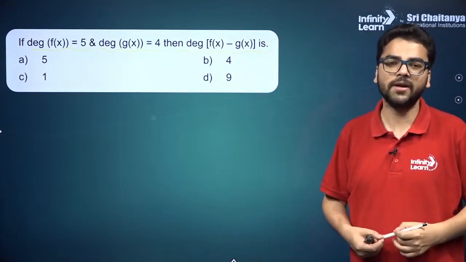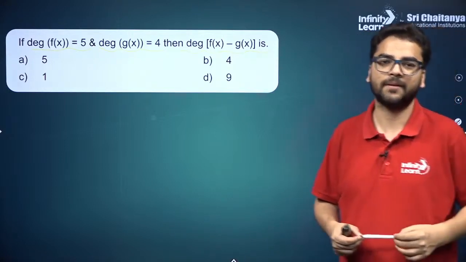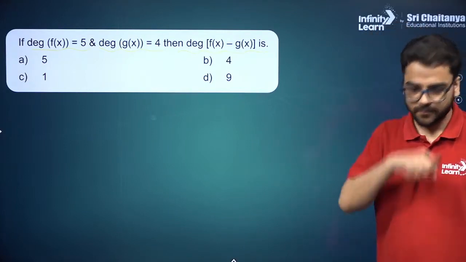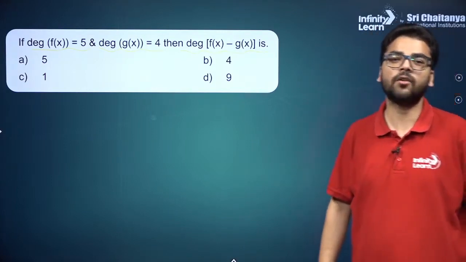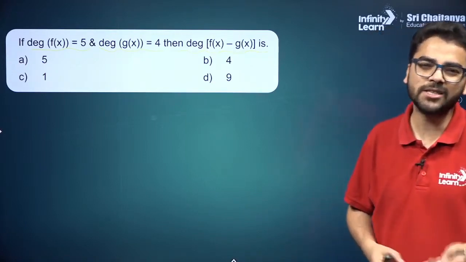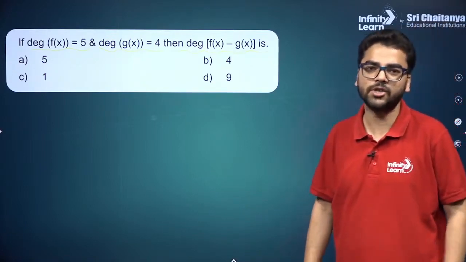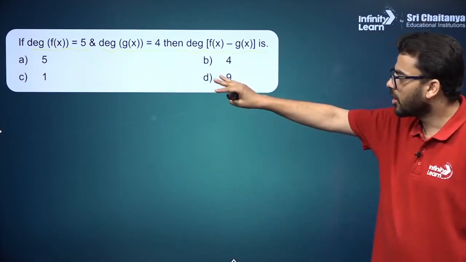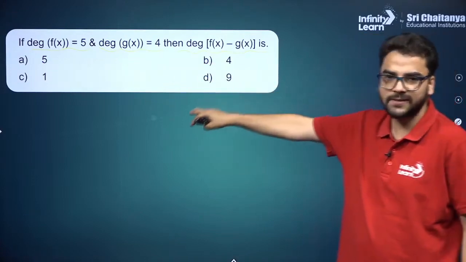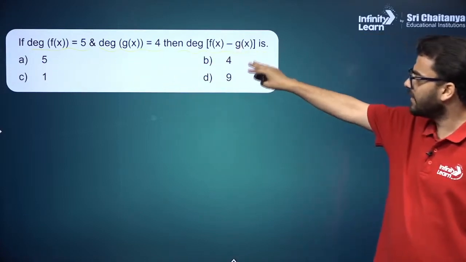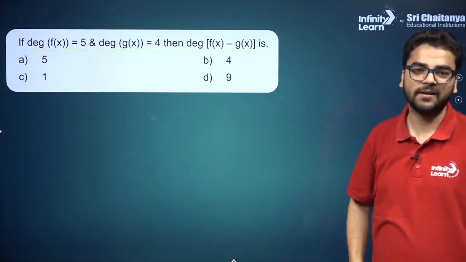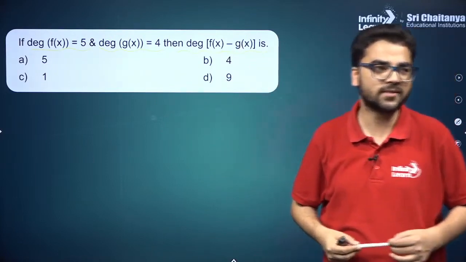I think you haven't joined on time, Prashasti. What is the degree over here? Tell me. No. Use your logic. Please use your logic. It's a simple question, guys. Degree of a polynomial f of x is 5. Degree of another polynomial g of x is 4. So you have to find the degree of the polynomial f of x minus g of x. Please tell the answer. I want answers from you people.